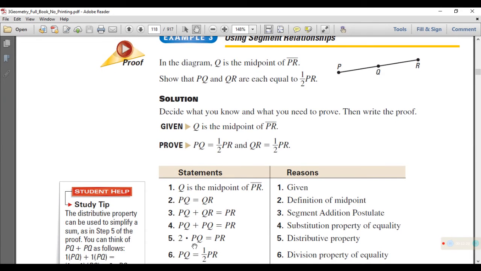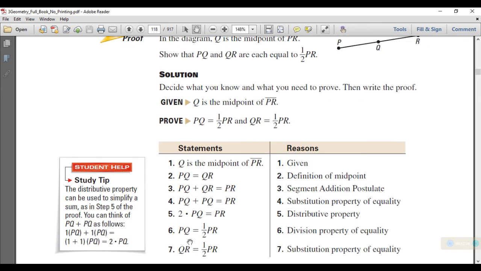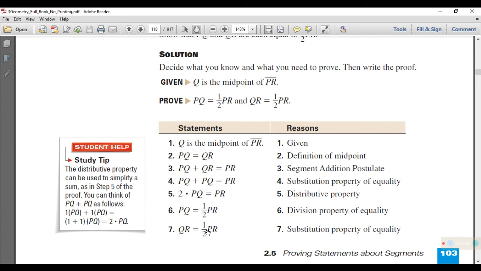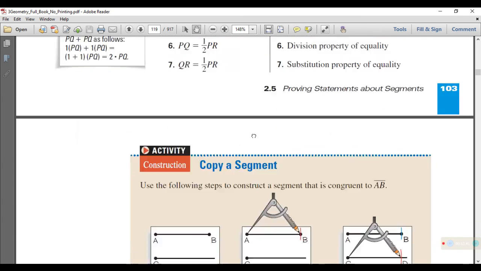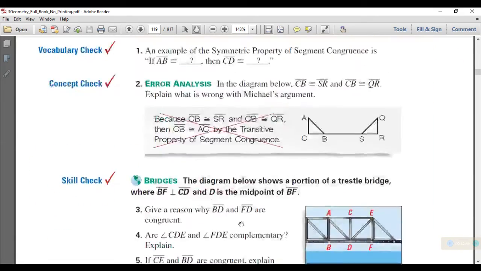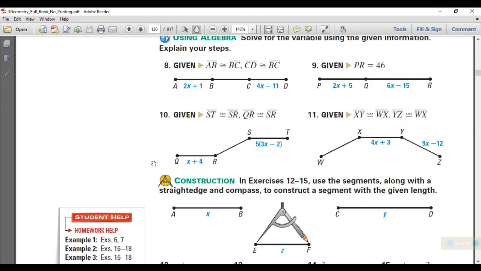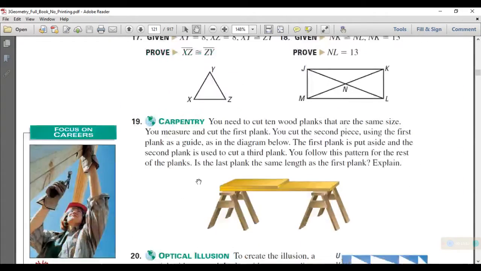Next, we are going to use division property yung nilagay dito. Pwede naman na multiplication property of equality. So, divide both sides by 2. You will have PQ is equal to 1/2 PR. And since PQ is equal to QR, QR is also equal to 1/2 PR. Substitute PQ to QR. Substitution property of equality ulit. Okay? So, that will be the end of section 2.5. Yung para sa segment congruence, doon na tayo sa angle.